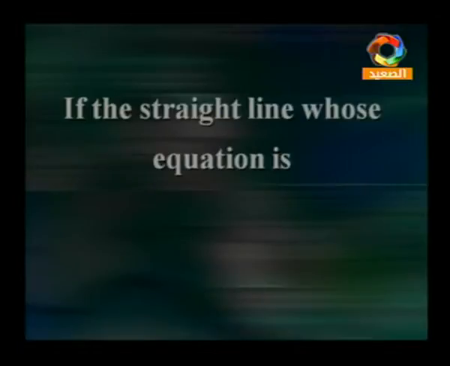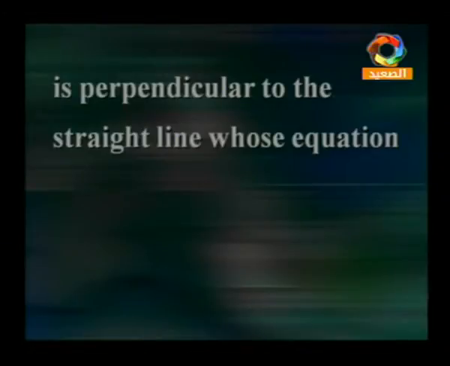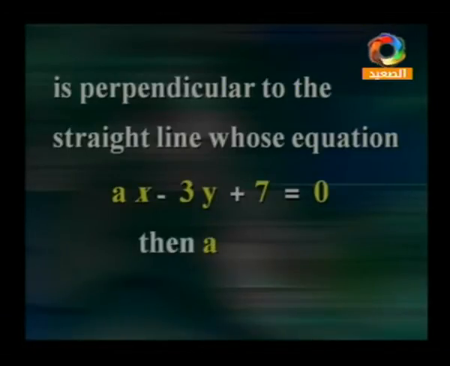Another example, if the straight line whose equation is x plus 3y minus 6 equals 0 is perpendicular to the straight line whose equation is ax minus 3y plus 7 equals 0, then a equals what? At the very beginning, you know that if two straight lines are perpendicular, then the product of their slopes equals -1. So try to find the slope of the first equation. So m1 equals negative coefficient of x over coefficient of y. So it is -1 over 3.